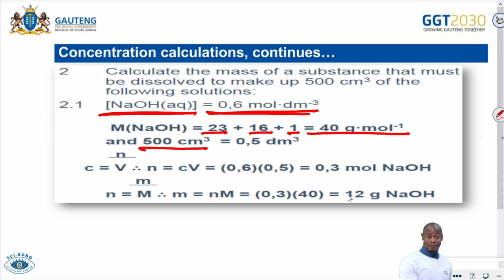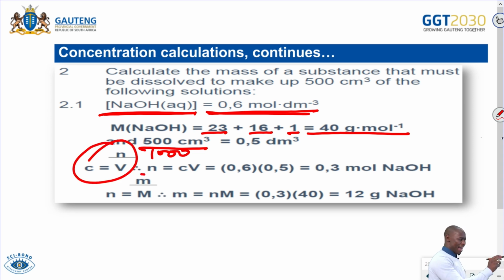So we have to divide by what? By 1000. If you divide 500 by 1000, then we get 0.5 cubic decimeters. Then from here, we have been given the concentration. From the concentration, we can calculate the number of moles. From the equation C equals n over V, making n the subject of the formula, n is CV.